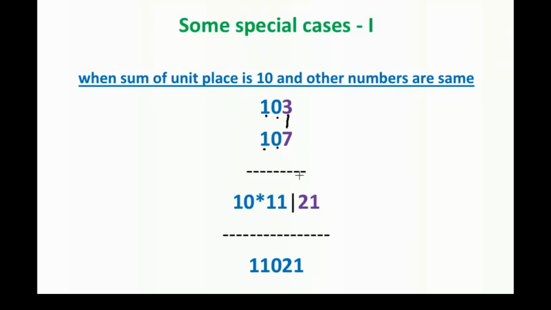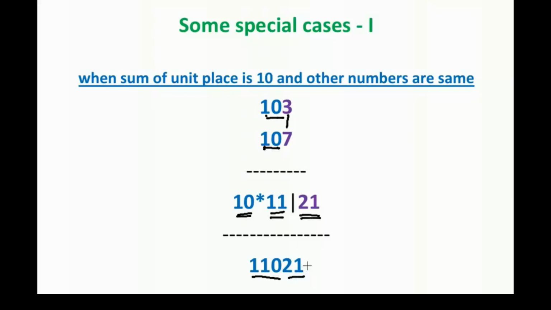So the steps are quite simple. If you want to multiply 103 and 107, you just multiply 7 into 3. That gives 21, and you multiply the next number with the remaining numbers. That means the remaining number here is 10.